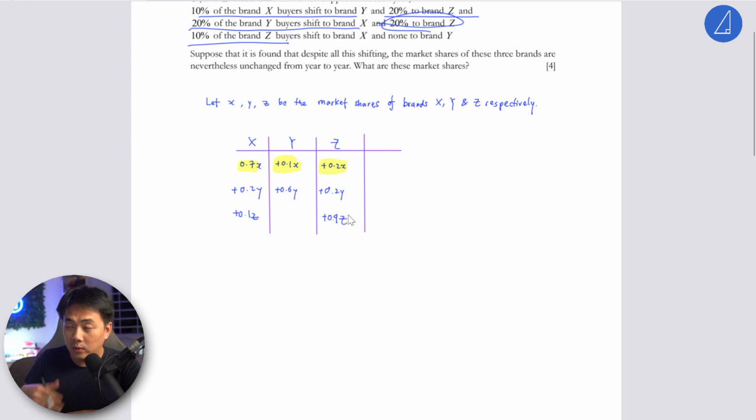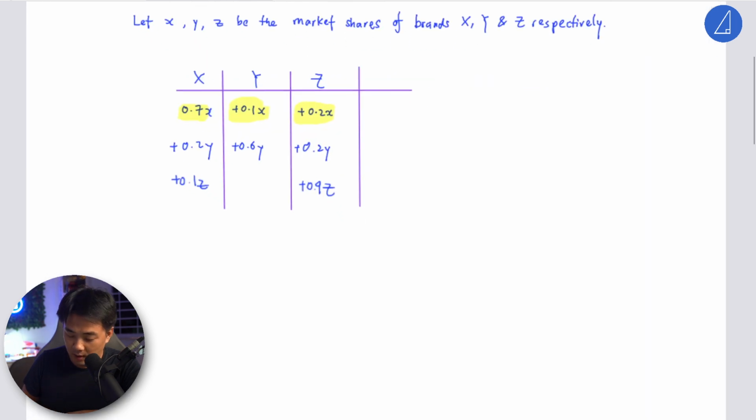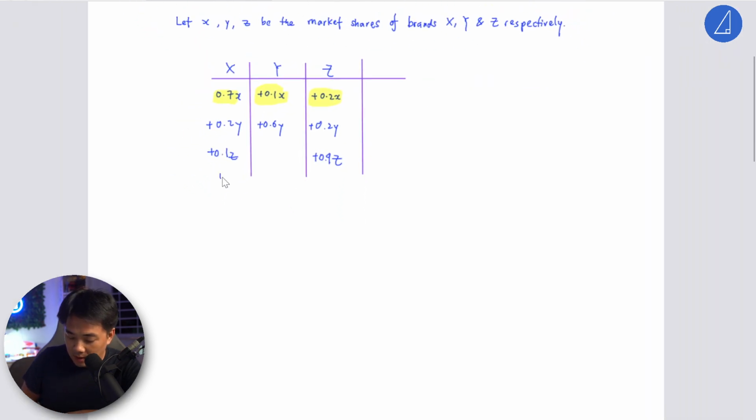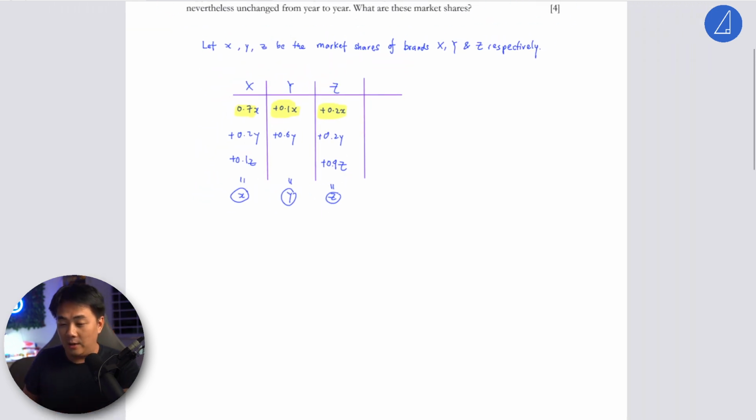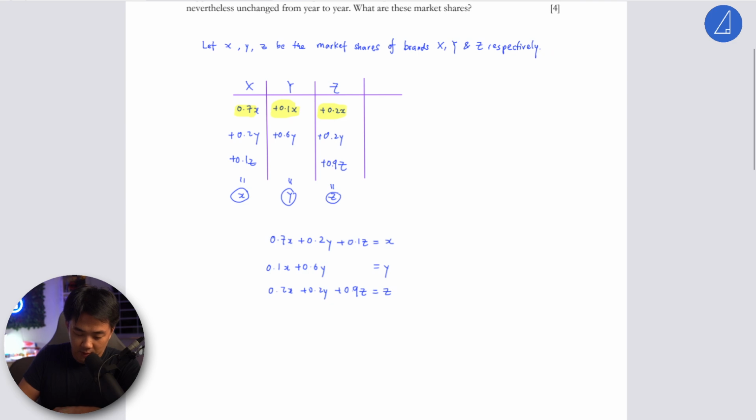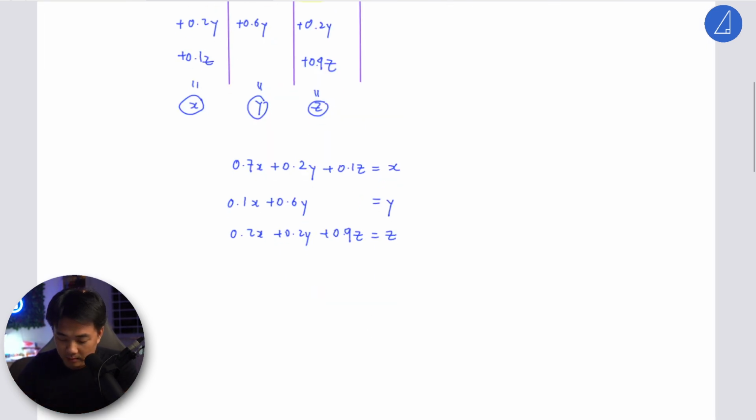Okay, so this is the total, the new amount that you have for each, right? So despite all this change, you know that brand X will still be X, brand Y will still be Y, and brand Z will still be Z. They will still be the same proportion, okay? So I'll write this down. There you go. So I write these 3 equations down. So this guy here will be this guy, then this guy here will be this guy, and this guy here will be this guy, okay? Then we're going to simplify and try to solve these 3 simultaneous equations here.